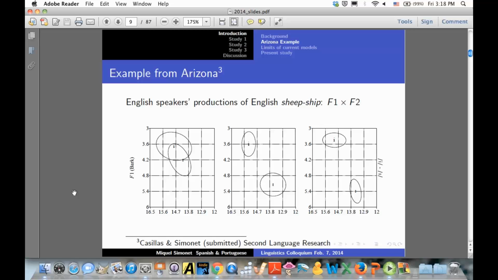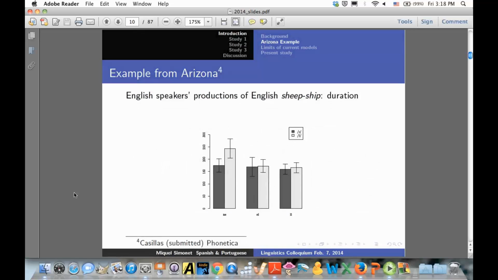What happens if you look at duration? And here, there is a difference. So this is the native English group, difference in duration between the two vowels. This is the late learners, no difference in duration. And this is the early learners, no difference in duration. So this group, the one that matters here, the early learners, are able to use the spectrum in the same way that the native English monolinguals would use it, but they don't use duration in their production.